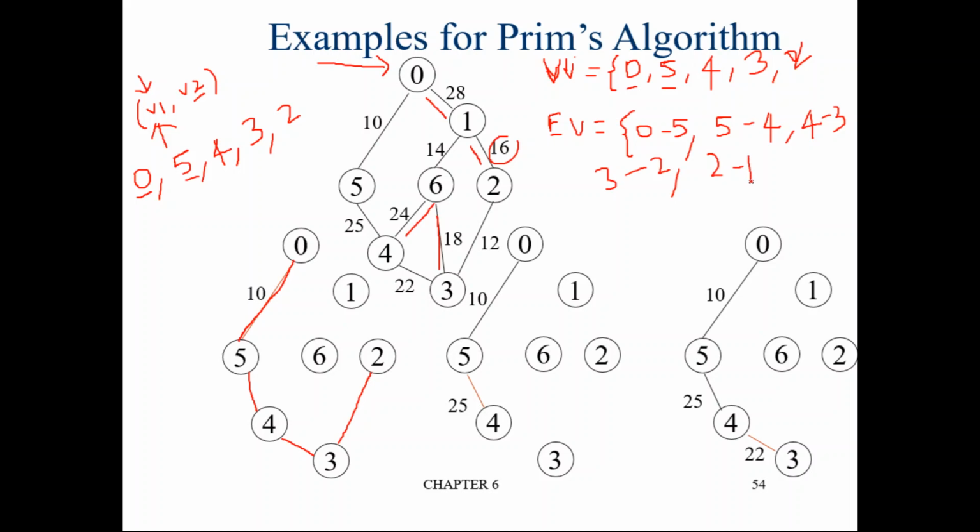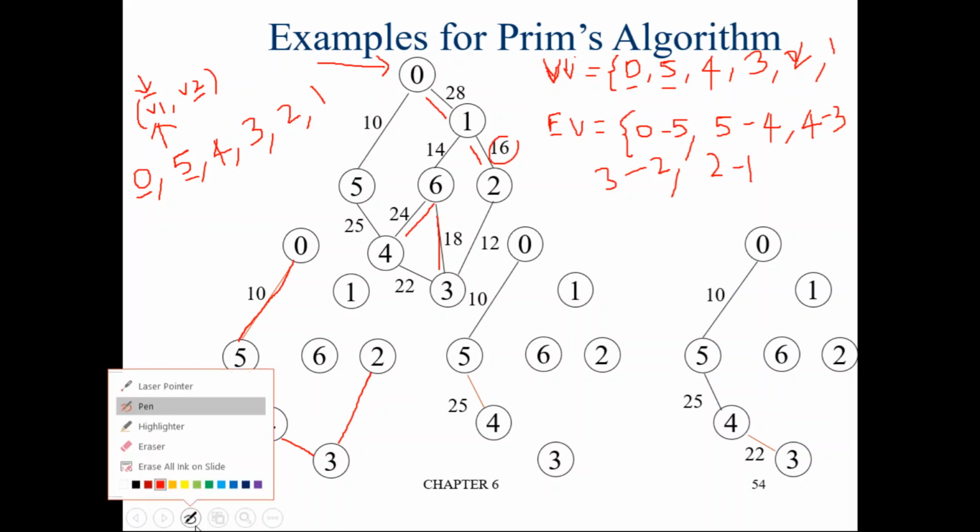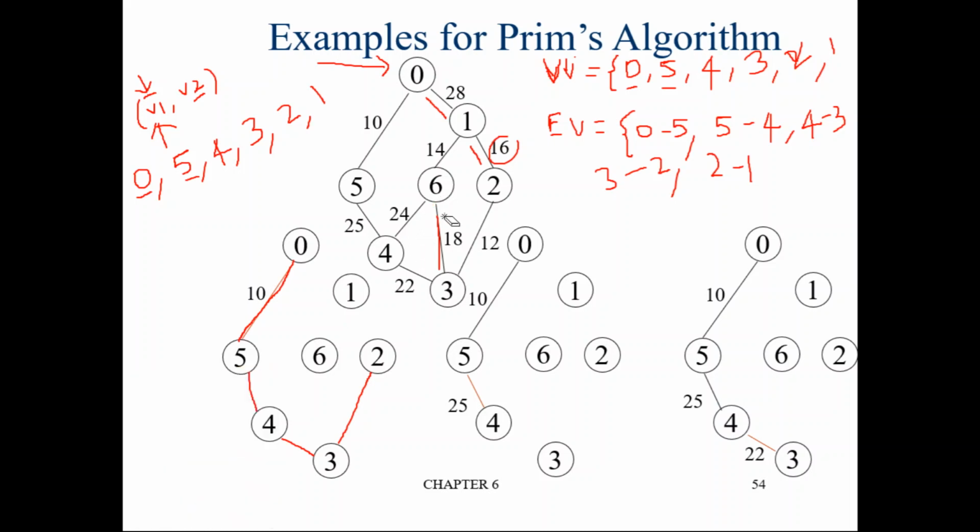So if you add 2 to 1, now we got one more vertex, that is 1. This is at the end of the 5th round. So now from all these 6 vertices we have to identify an edge such that the starting vertex is in the tree and the ending vertex is not in the tree, and also it should not create a cycle. And also it should be a minimum cost edge.